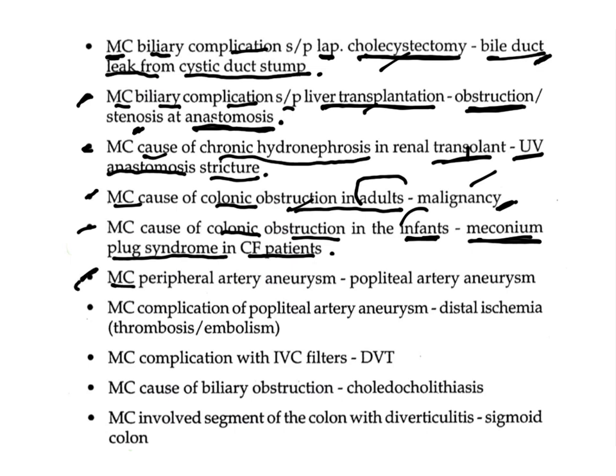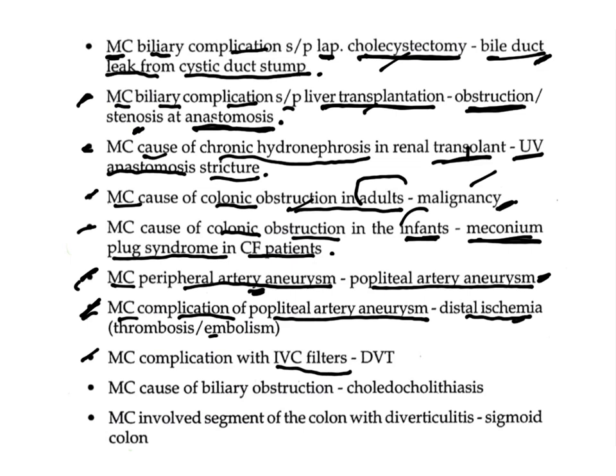Now, the most common peripheral artery aneurysm is the popliteal artery aneurysm. Now, the most common complication of popliteal artery aneurysm is distal ischemia, thrombosis or embolism. The most common complication with IVC filters is DVT. This is a very important question.